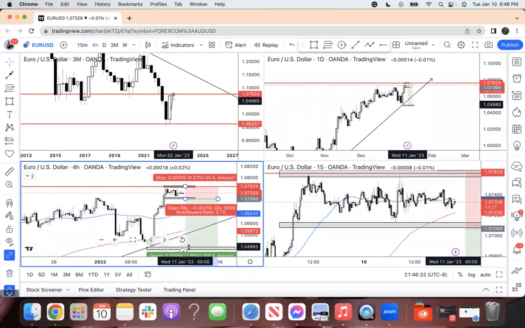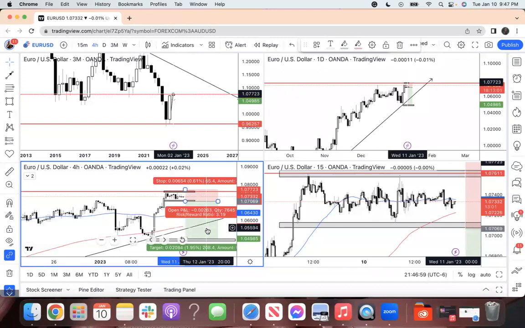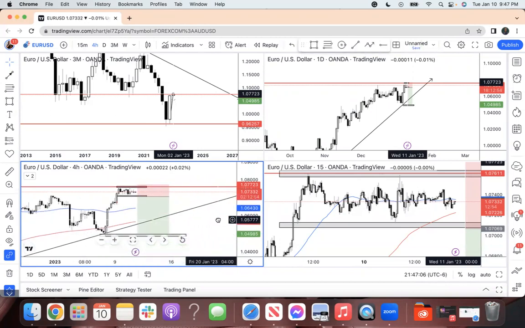I'm going to drag this down to my target, even though I may not stay in the trade for that entire move, but my stop loss is going to be above this zone. And so that's about 65 pips to make 200.